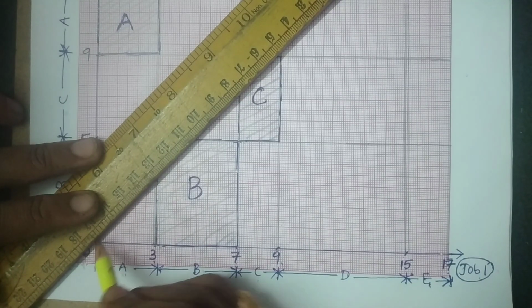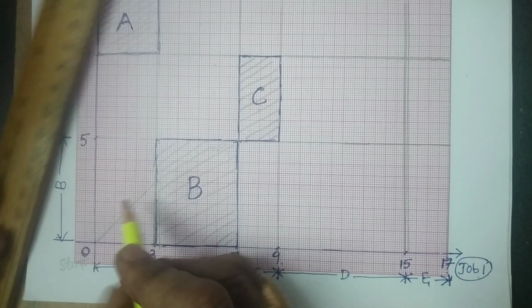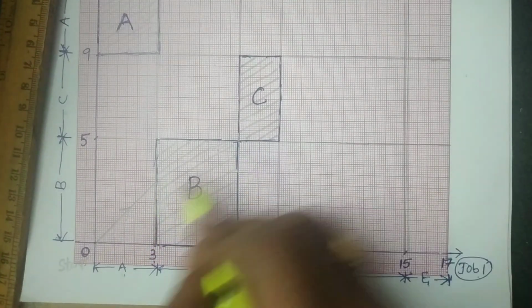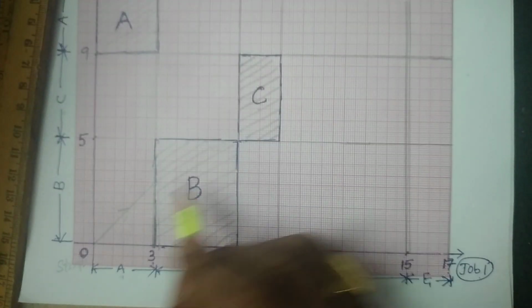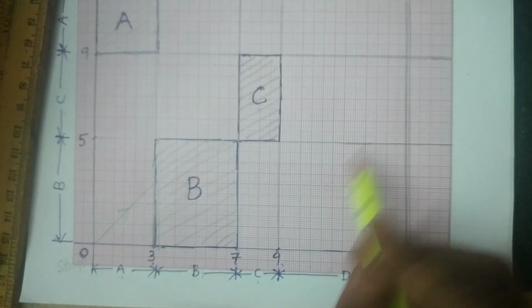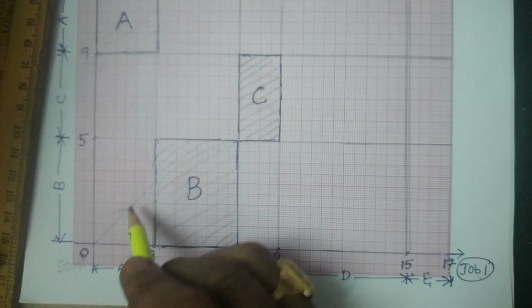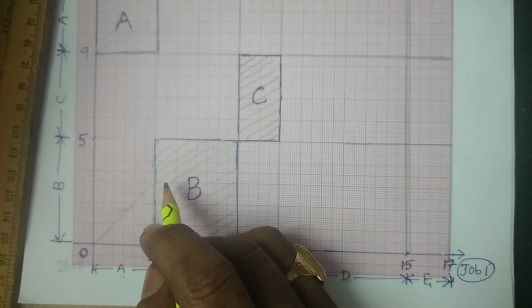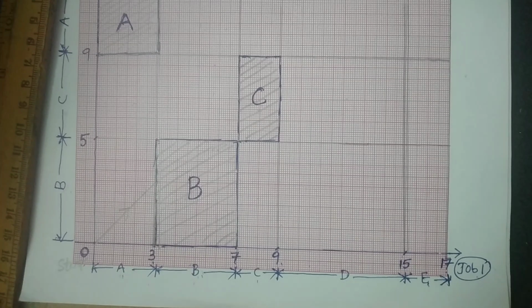Why am I ending here? I'm stopping here. Just now I explained that if it meets, it should not go through this particular box. And these are all called blocks. If it meets a particular block, then you have to stop it. And then you have to draw one vertical line.